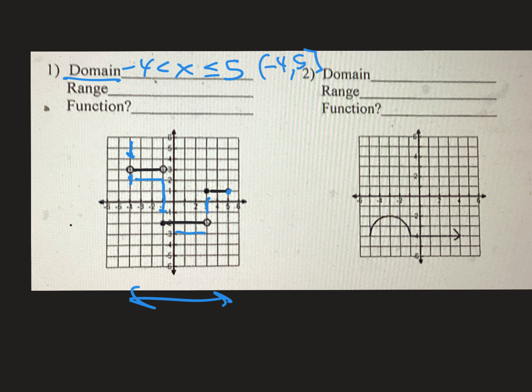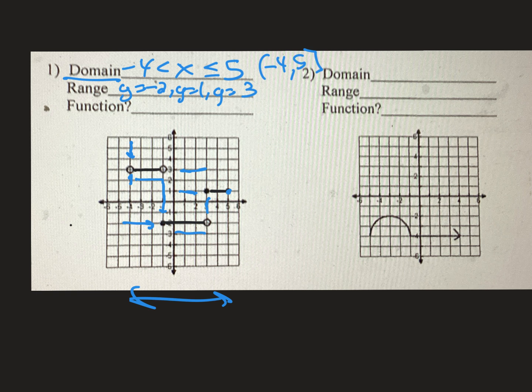The second part, range. Range is, remember, the y's. What all y's are included here? Well, the graph is down here at -2, it's up here at 1, and it's up here at 3. So it jumps from -2 up to 1, up to 3. For the range, I'm just going to put those numbers: y equals -2, y equals 1, and y equals 3. Those are all the y coordinates. That's all that there are.